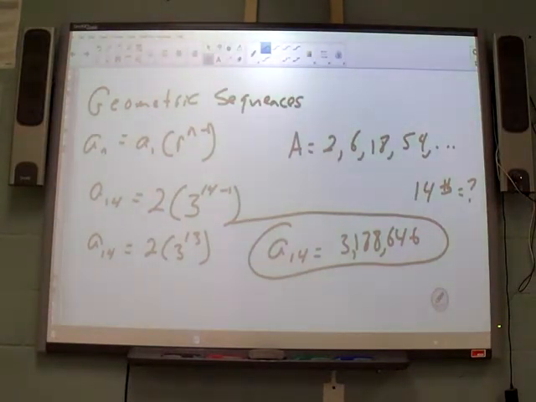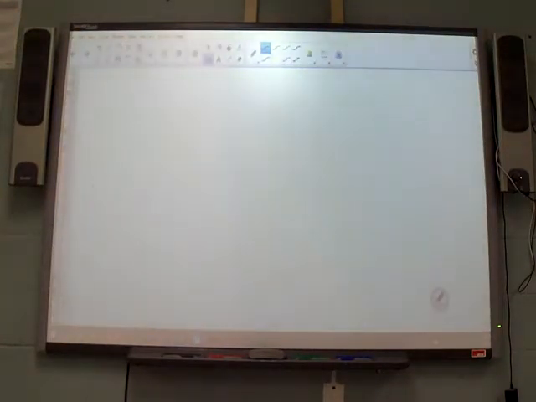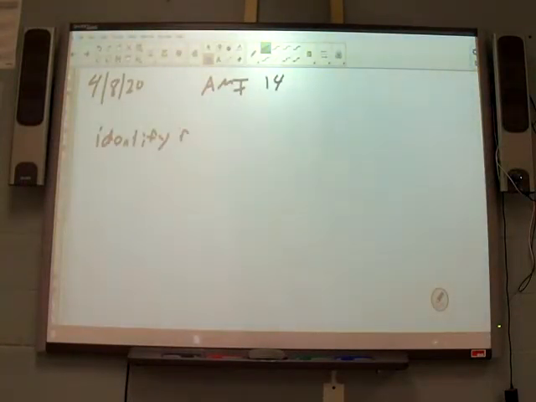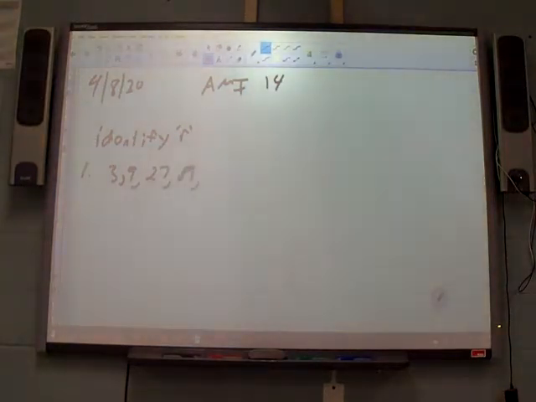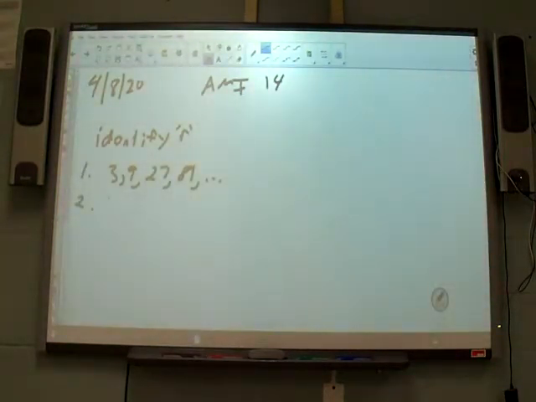Alright, so pretty short and sweet. I told you I'm keeping them short and easy for you. Let's see here, let me label like I've been labeling up here. This is April the 8th, and this will be AMI day number 14 for your assignment. I've got 8 problems for you. The first 4 problems, I just want you to identify the R, the common ratio. Identify the R. Okay, and that's for numbers 1 through 4. So just tell me what R would equal for these 4.